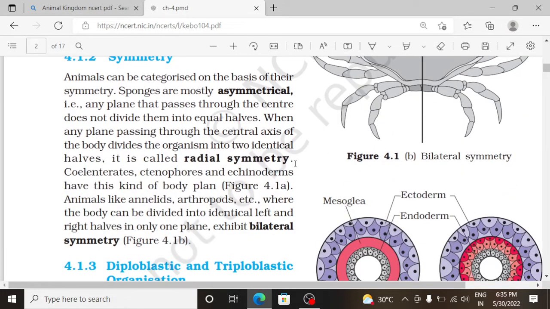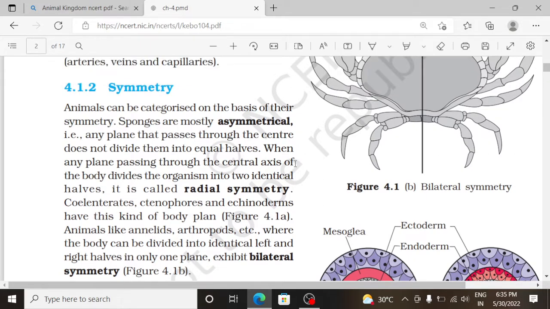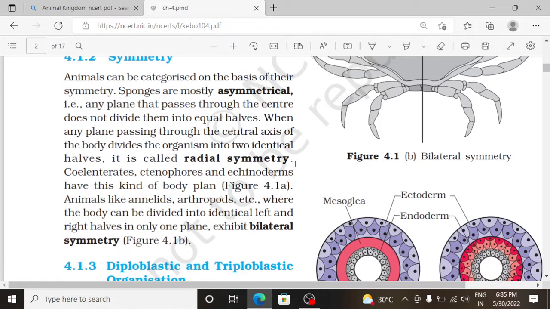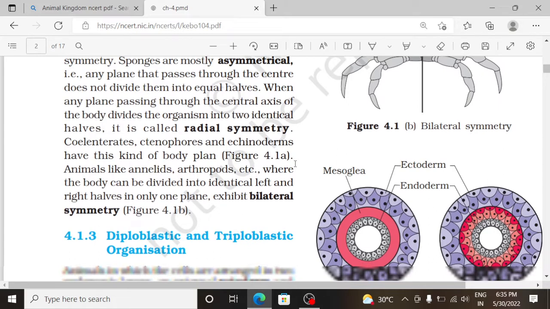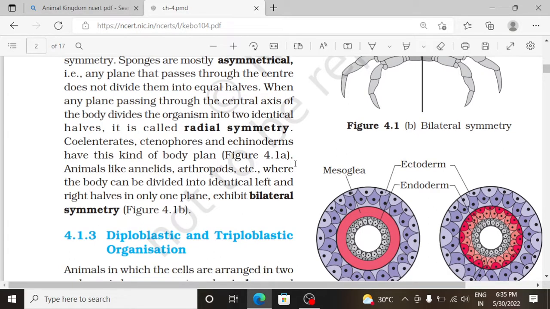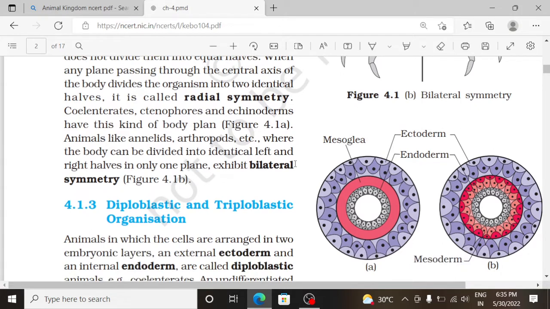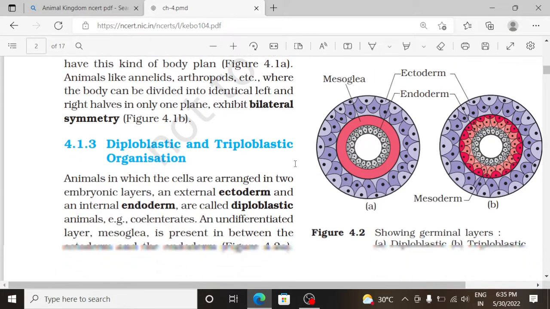Symmetry. Animals can be categorized on the basis of their symmetry. Sponges are mostly asymmetrical, that is, any plane that passes through the center does not divide them into equal halves. When any plane passing through the central axis of the body divides the organism into two identical halves, it is called radial symmetry. Coelenterates, ctenophores and echinoderms have this kind of body plan. Animals like annelids, arthropods, etc., where the body can be divided into identical left and right halves in only one plane, exhibit bilateral symmetry.